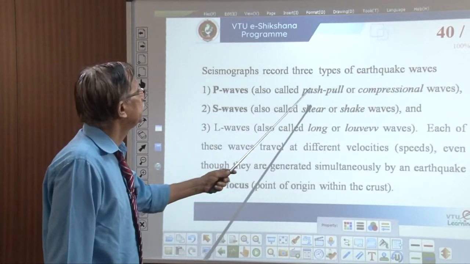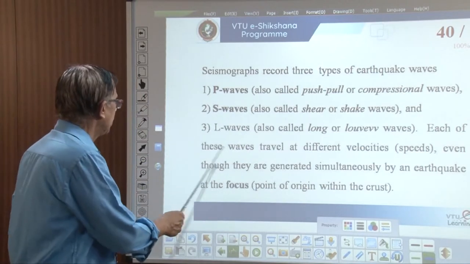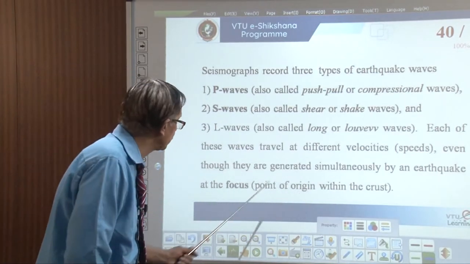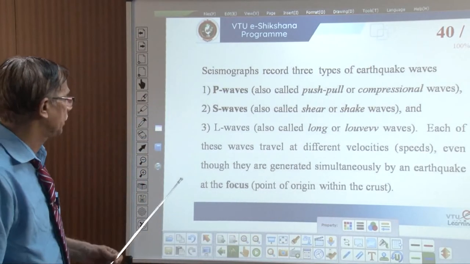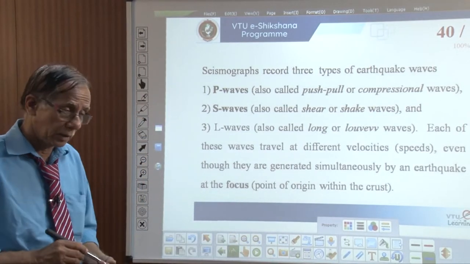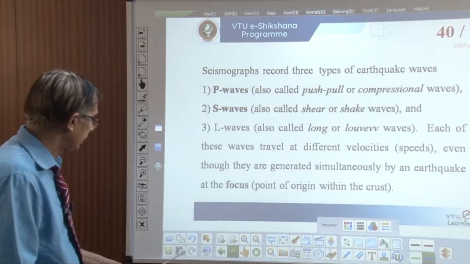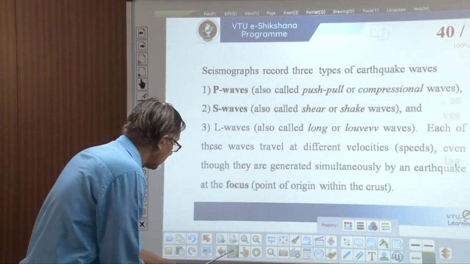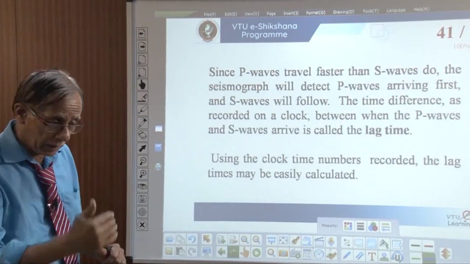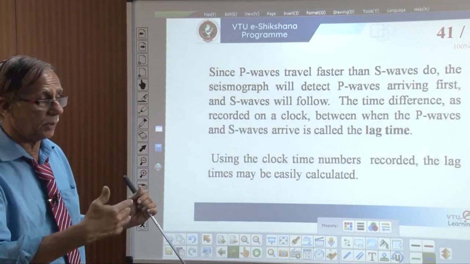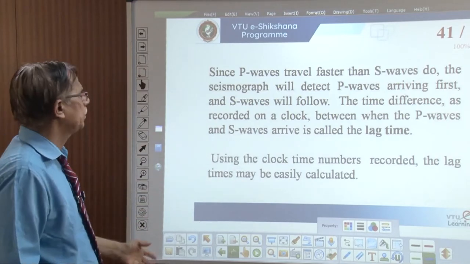Seismographs record three types of earthquake waves. Just now we said P waves, S waves, L waves. These waves travel at different velocities, though they are generated simultaneously by an earthquake at the focus. Therefore, when they travel through different layers, we have different arrival times. So if I have primary knowledge about the region, whether there are separate different layers below the surface or uniform rock throughout the depth, that will help us.